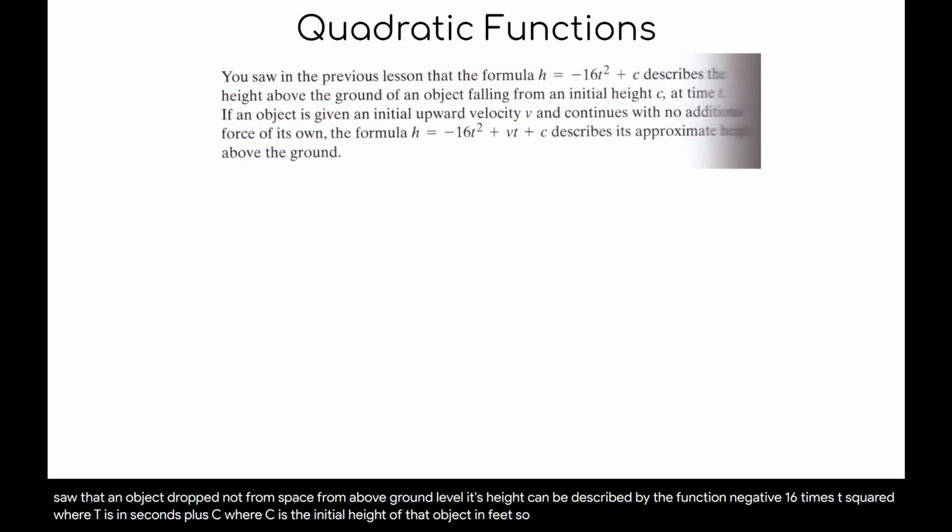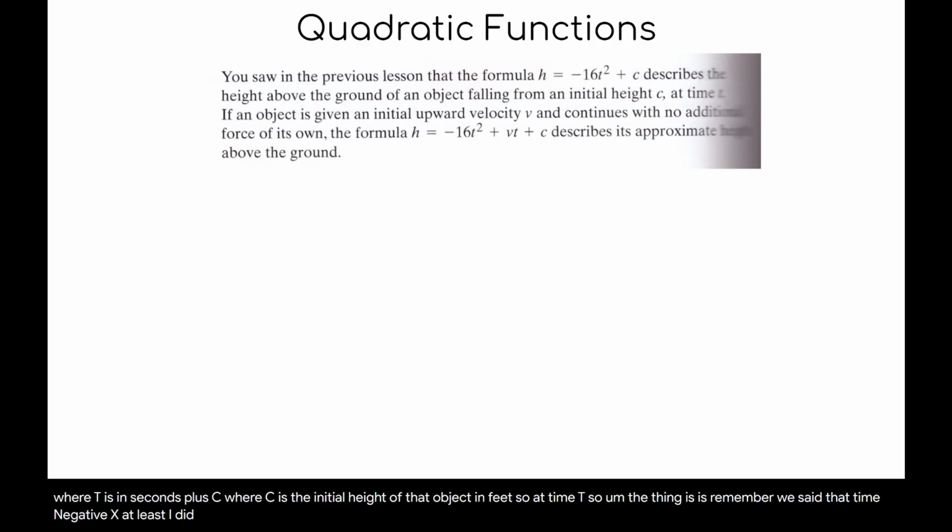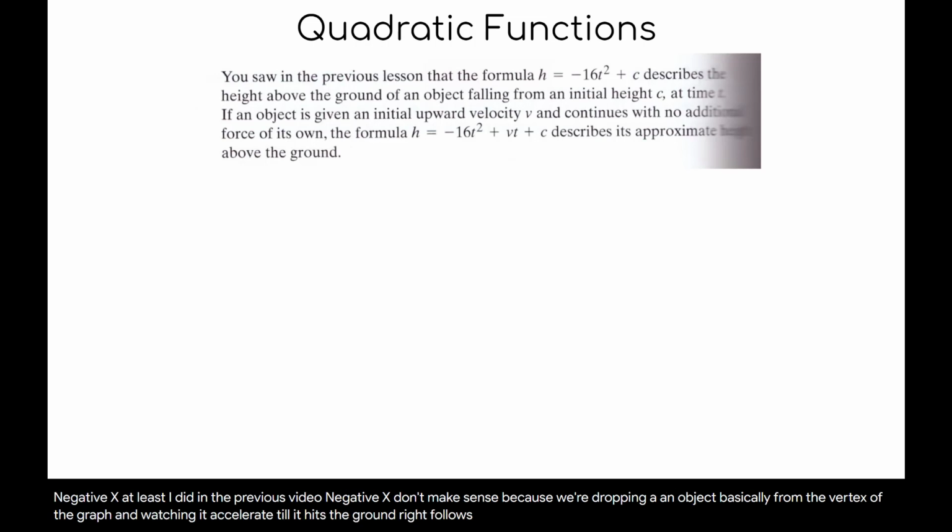So at time t. The thing is, remember we said, at least I did in the previous video, negative times don't make sense because we're dropping an object basically from the vertex of the graph and watching it accelerate till it hits the ground, right? Follows along that parabola. Well, things don't always have to be that way, right?